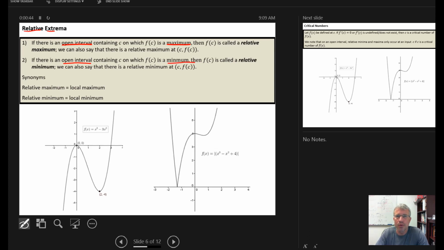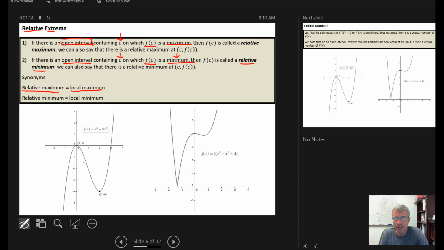over an open interval. So if you can find some input value c for which f of c is the biggest it can be on an open interval, then you have a relative maximum, also called a local maximum. And if you can find an input value c for which f of c is the smallest output that's possible on an open interval, then you have a relative minimum.